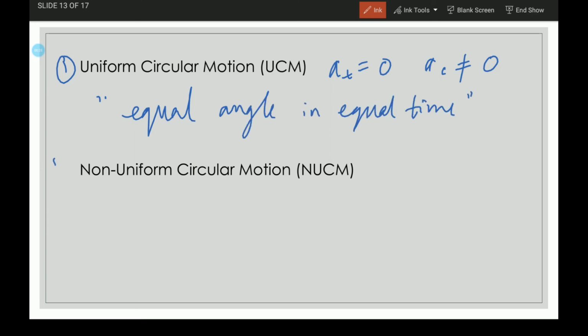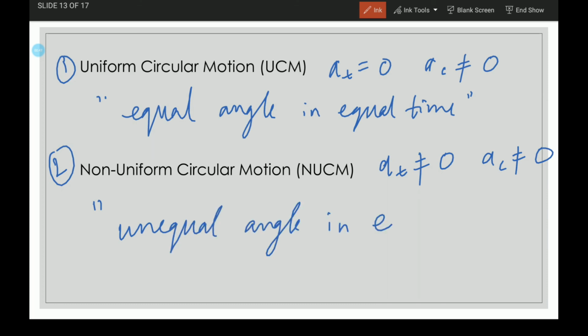The second is the non-uniform circular motion. In this case, the tangential acceleration is not 0 and the centripetal acceleration is also not 0. Here, it covers unequal angles in equal intervals of time.